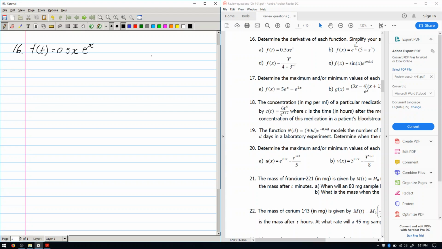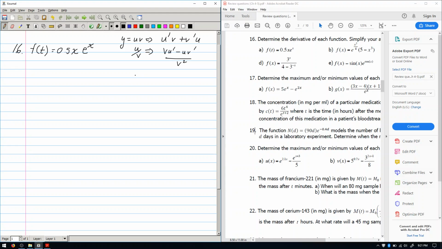Now there's a few things that you're going to have to remember. You're going to have to remember the product rule. So y equals uv, which means the derivative is going to be u prime v plus v prime u. The quotient rule, u over v, which means we've got v u prime minus u v prime all over v squared. You're also going to have to remember the derivative of an exponential function.